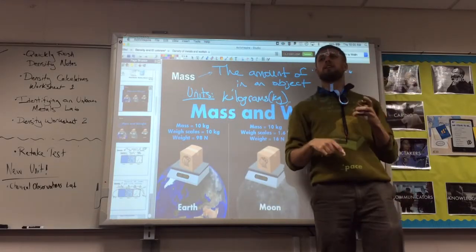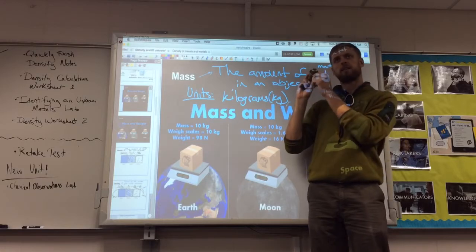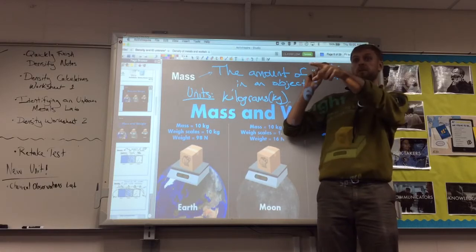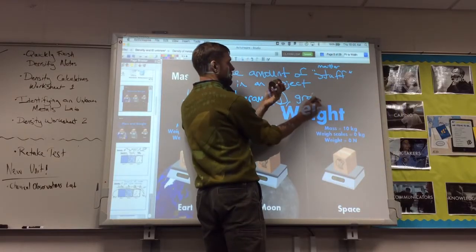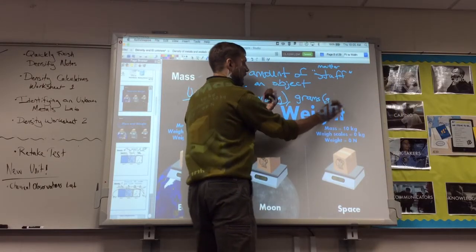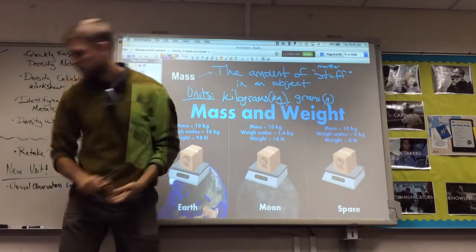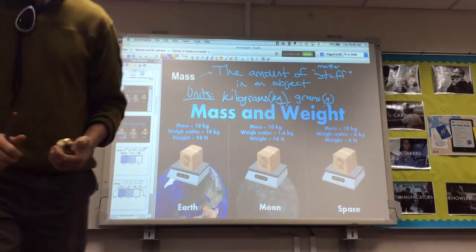We could also, instead of kilograms, subdivide this. If we go into thousandths, it would then be called a gram. A gram is a 1,000th piece of that kilogram.